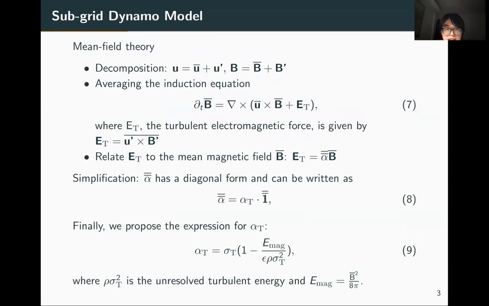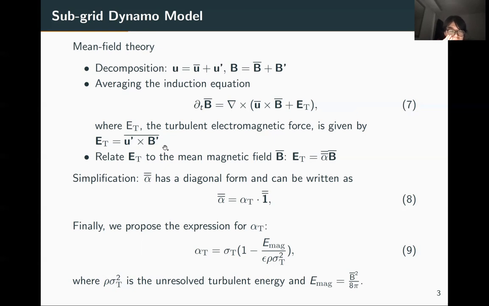In mean field electrodynamics, we usually consider a mean field and a fluctuation term. So here we decompose the velocity and magnetic field into a mean part and a fluctuation term. And then we plug these two terms into the induction equation in the previous slide. And then we average the whole induction equation to get equation 7. In equation 7, we have a term E_T, which is a turbulent electromotive force, and it's given by the mean value of the cross product of the fluctuation terms.